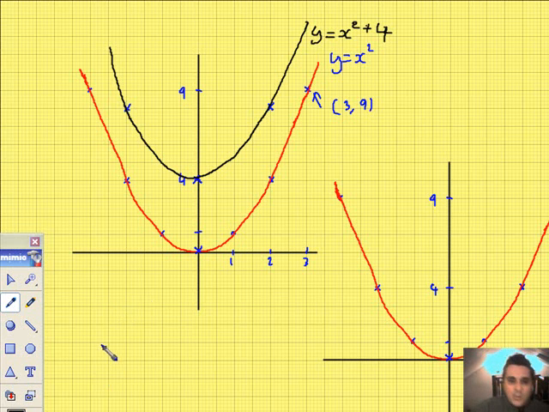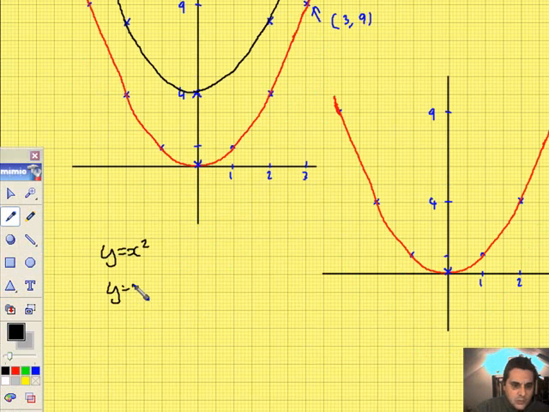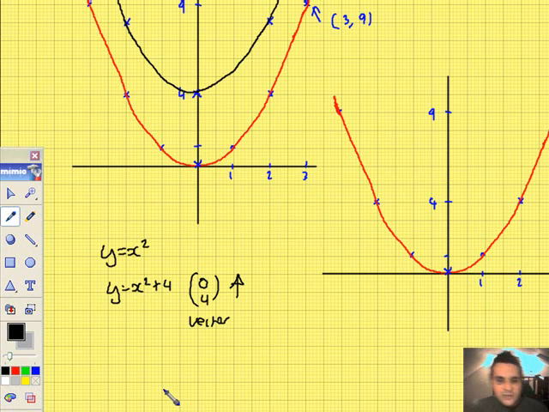That's it. So one more time, what I've done, I've taken my graph of y equals x squared, and then I've applied the function y equals x squared plus 4. I've translated the graph using the vector 0, 4, hence moving the graph 4 units in the vertical direction. As you can see from there to there, it's gone plus 4 units.